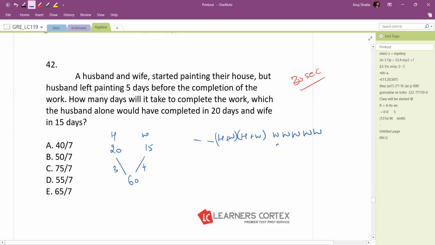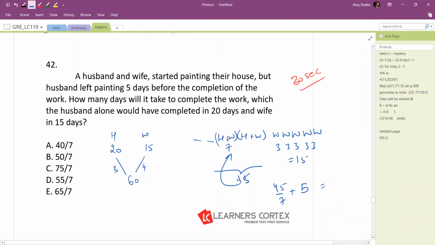Wife is working 3 units, so 3, 3, 3, 3, 3. How much work? 15 done. What is remaining now? 45. Who will do 45? Husband and wife. They are doing 7 units per day. So time taken by them will be 45 by 7, and time taken by wife is 5. Right? 75%. So the answer will be Option C. 75, 35 plus 45, 80 by 7 it is coming.